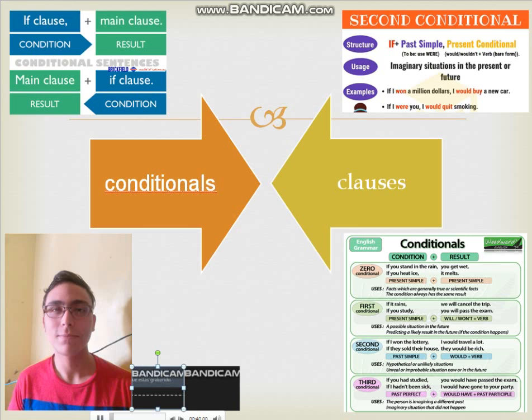Conditionals in English. Type 0. The zero conditional. It is formed with 2 verbs in the present tense, one in the main clause and the other in the subordinate clause, if clause. If plus simple present, simple present. This conditional is used for universal truths, for example, if water boils, it evaporates.